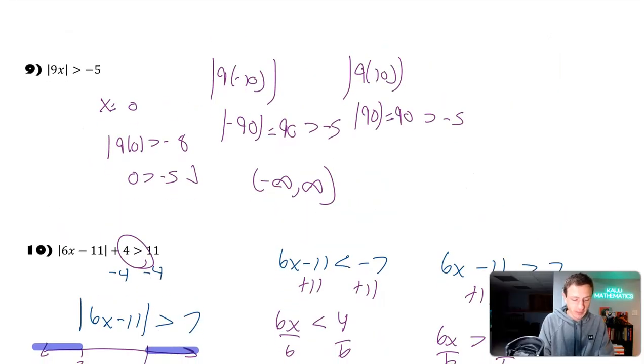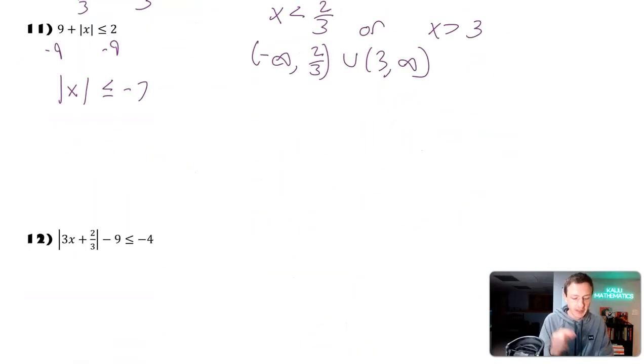On the one that we talked about on number 9, this was greater than negative 5. Any absolute value I take will be greater than a negative. But here, any absolute value that I take will be 0 or a positive, so it's definitely not going to be less than a negative value. We can't take the absolute value of something and get a negative, so there's no way we could have a solution here, so that's going to be the empty set.